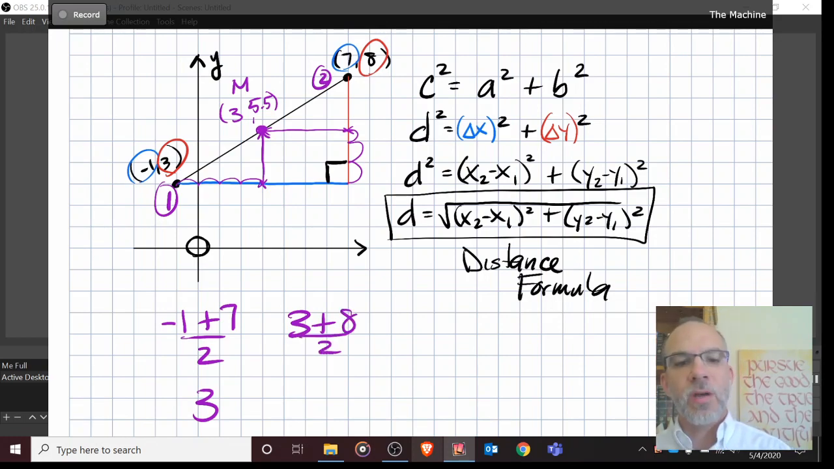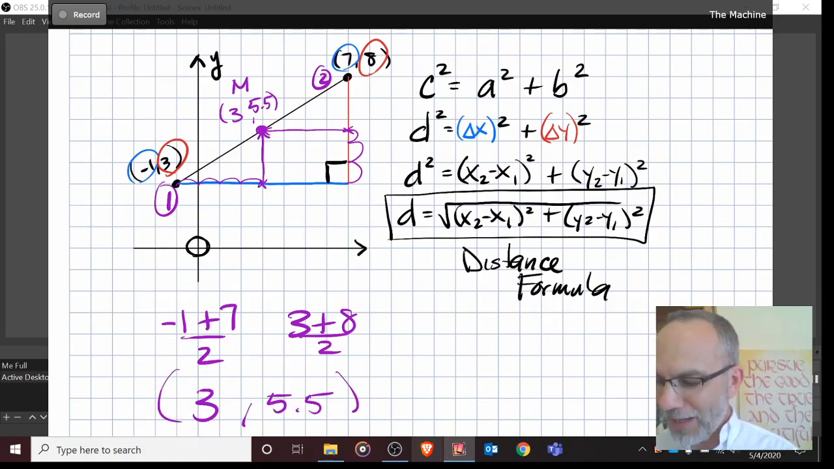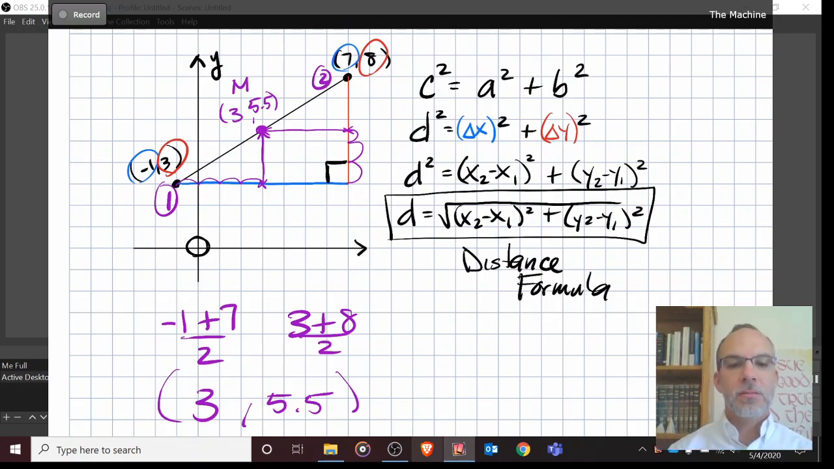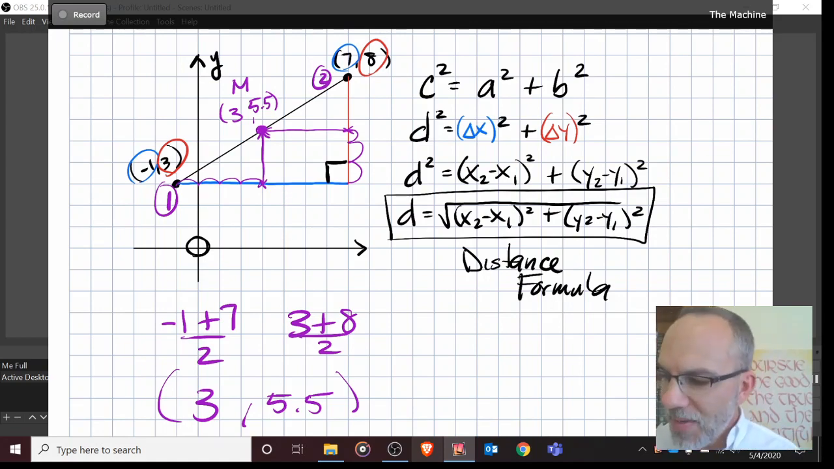Just find the average of the y values. What's that? 11 divided by 2. What's that? 5.5. Voila! There's your ordered pair of the midpoint. 3, 5.5. So your midpoint formula is nothing other than the average of the x values and the y values.